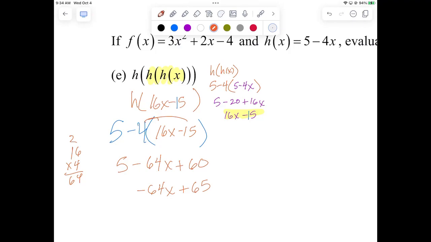Majority wins, just like in math. I got outvoted. 16x minus 5. That was just a single vote. Everyone else voted 16x minus 15, so that's what it is. Because that's how math works, right?